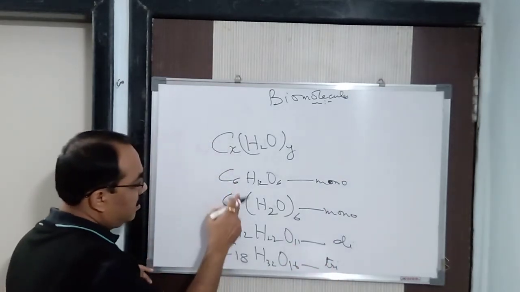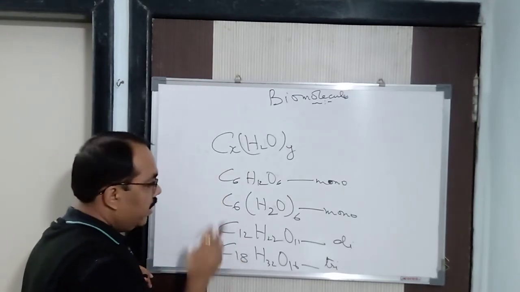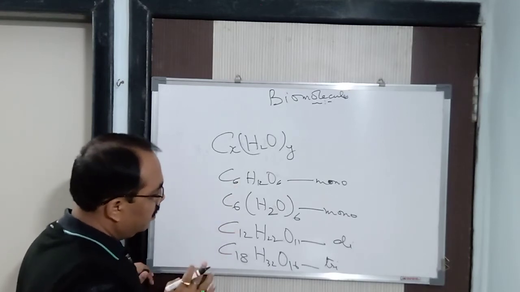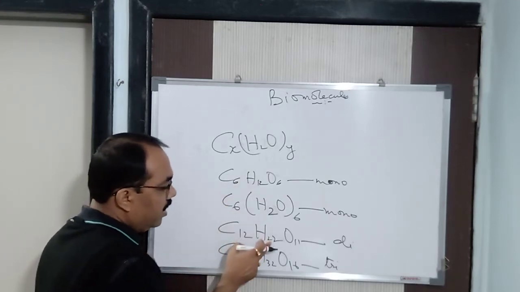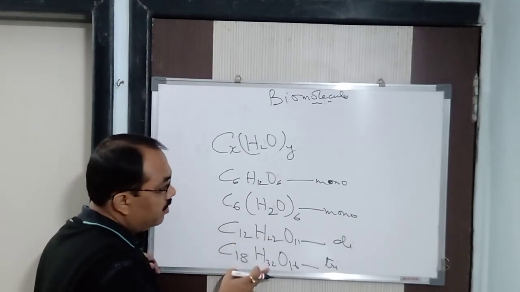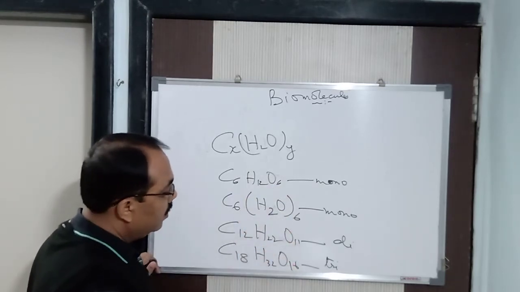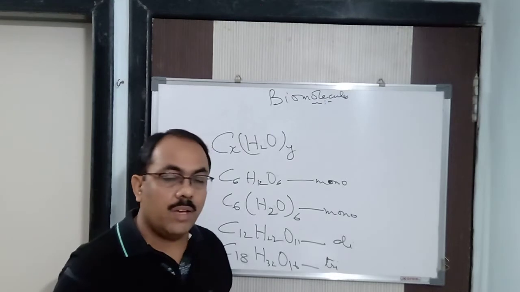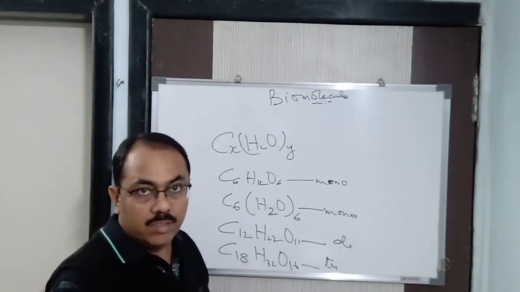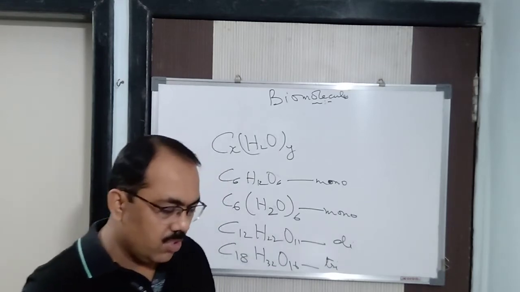So here you can see carbon goes 6, then 12, then 18. It is increasing by 6. Hydrogen goes 12, then 22, then 32, increasing by 10. Oxygen goes 6, then 11, then 16, increasing by 5, because if hydrogen increases by 10, oxygen will increase by 5. Isn't it? 2:1 ratio. Clear? So in this way you can remember it. This is the trick I am telling you to remember it.